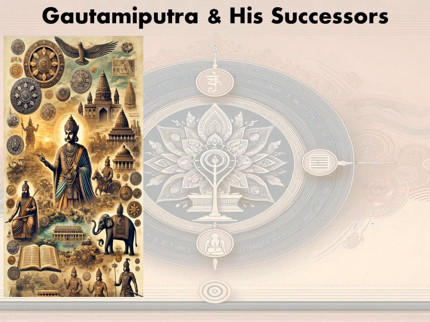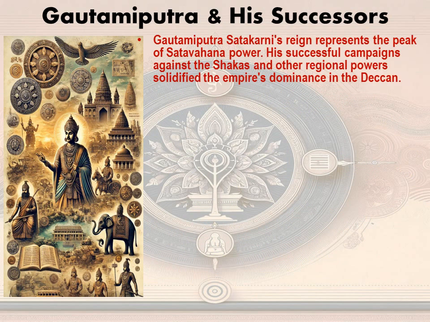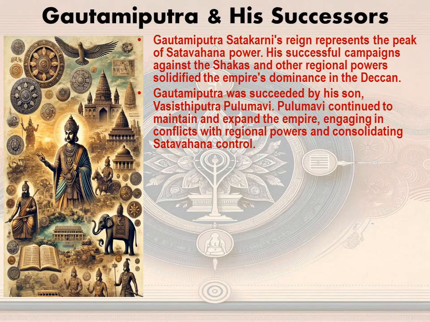Now, Gautamiputra and his successors. Who were the successors of Gautamiputra Satakarni? Gautamiputra Satakarni's reign represents the peak of Satavahana power. His successful campaigns against Shakas and other regional powers solidified the empire's dominance in the Deccan. So, because of Gautamiputra Satakarni, the Satavahana Empire reached its zenith and established its dominance in the whole of the Deccan. Gautamiputra was succeeded by his son Vasishthiputra Pulamavi.